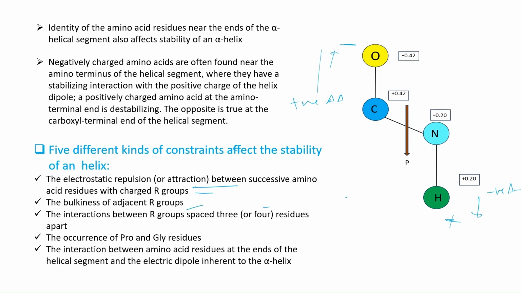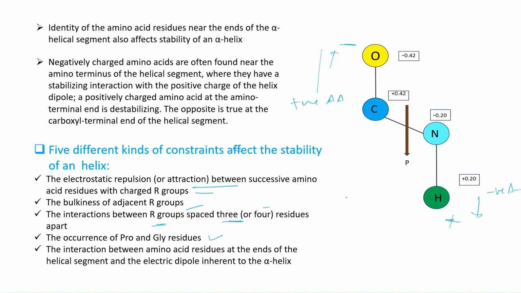A continuous stretch of bulky amino acids also cannot be present in an alpha helical structure because it will disturb the helical conformation because of steric hindrance. The interaction between the N and N plus 4th amino acid is very important in maintaining the stability. If they are not properly spaced, they cannot help to maintain the conformation of the alpha helix.